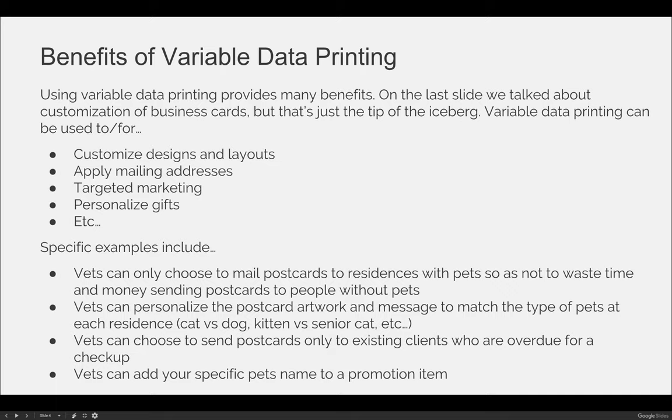If they were to use variable data to do this, they can use a spreadsheet that has information that's collected on people that have pets. And so when they're sending out their postcards, they can choose to only send it to people who have pets. And by variable data printing addresses onto their postcards only for people who have pets, they're using variable data as a marketing tool for their benefit.